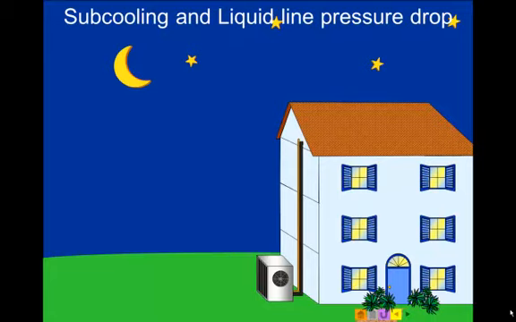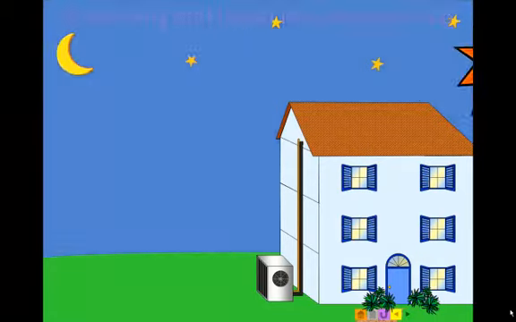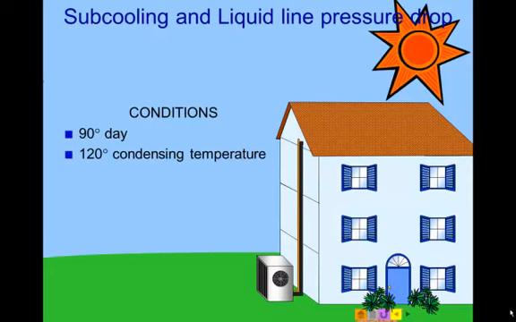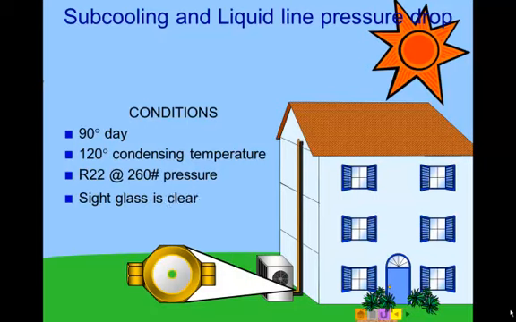Here we see subcooling and the liquid line pressure drop, and this is going from nighttime to daytime. So let's take a look at this system. We have the conditions that are 90 degrees day, 120 degree condensing temperature, 90 plus 30 is 120 degrees. We have R22 at a 260 pound head pressure with our pressure temperature on our gauges. And in this particular case, we have a sight glass installed on this air conditioning system, which usually is not the norm, but let's say that we have installed one and we're going to see a clear sight glass. So we have a 90 degree day, we have a 120 degree condensing temperature, and the sight glass is clear.